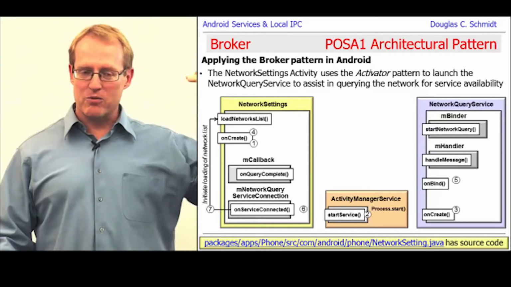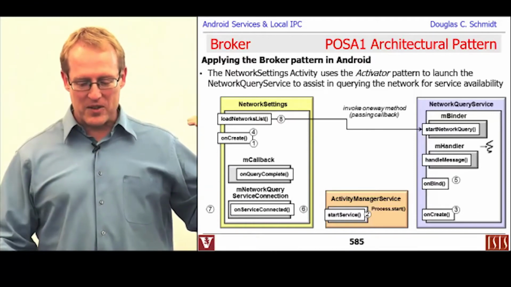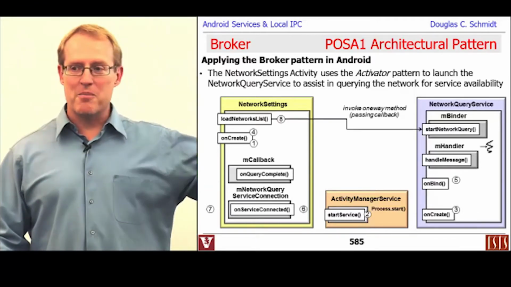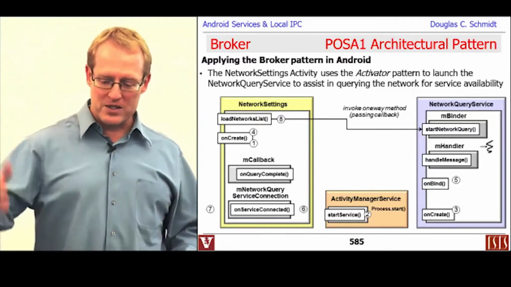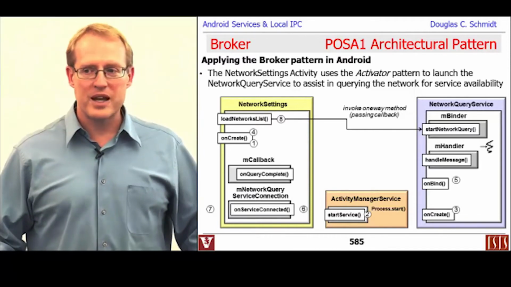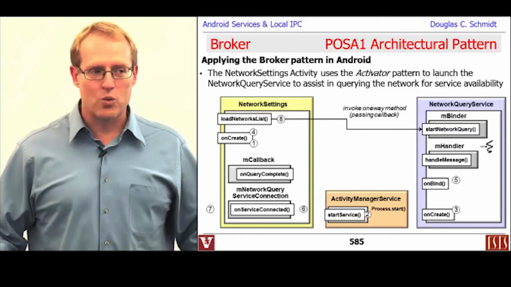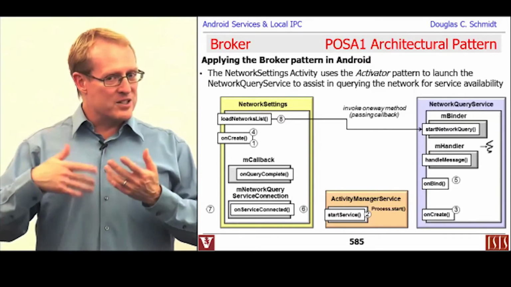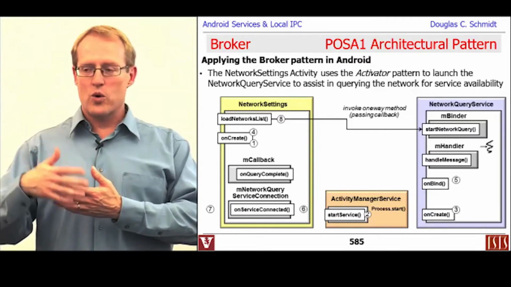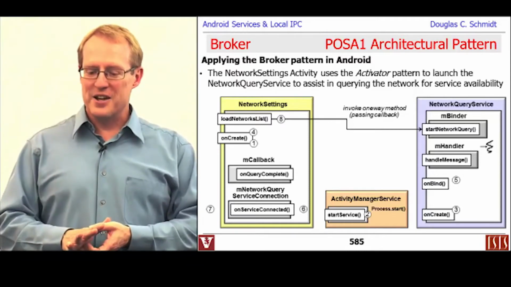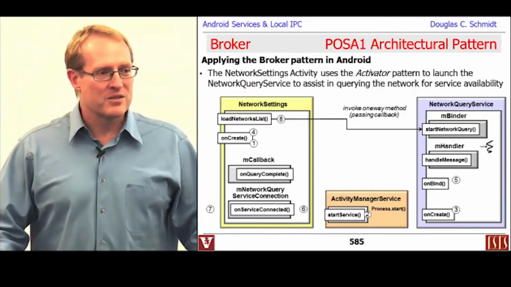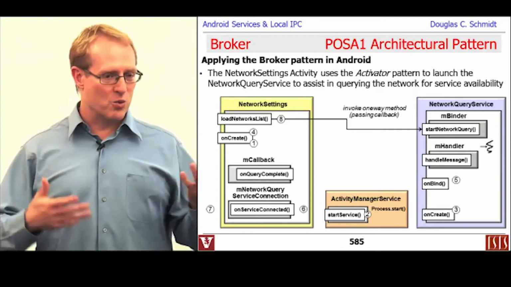onServiceConnected actually turns around and invokes a method called loadNetworksList, which is a method running in the activity. And this method turns around and calls to the mBinder object in the service, and it invokes the startNetworkQuery method, which is a one-way call. And then that starts this lookup process where it's checking to see whether or not the underlying network service has changed or what it's doing.